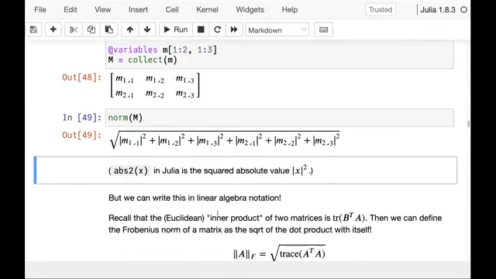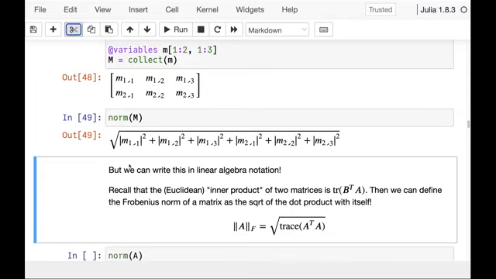Okay? One used to have an abs2 function, but it doesn't anymore. So let me just delete that comment.